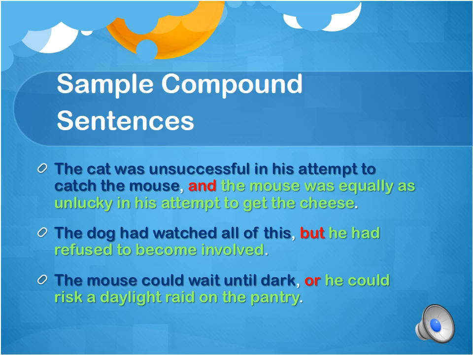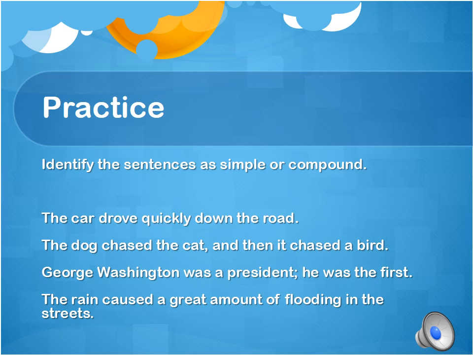So in our next example, we have: the dog had watched all of this, but he had refused to become involved. So our part in blue there is our first independent clause. We've combined it with a comma and a conjunction, and we've added on our second independent clause, he had refused to become involved. So I would like you to take a second and look at these sentences and identify them as either being simple or compound. And I have the answers for you on the next slide, but please do take the time to go through it on your own.